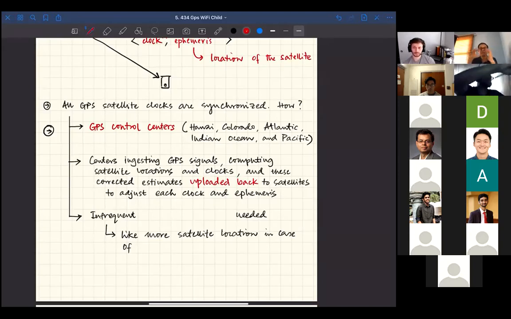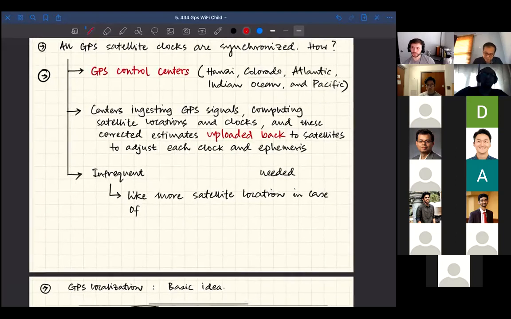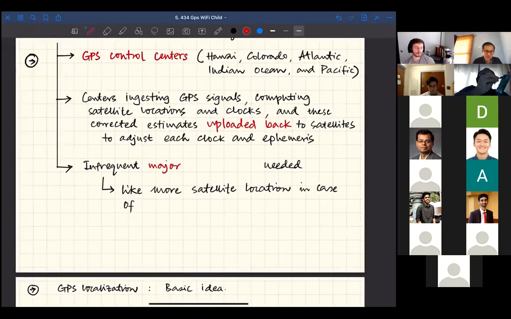So we really want to be very precise about the clock and ephemeris. And therefore, these GPS control centers are constantly doing computation, figuring out the precise clocks and locations, and telling the satellites, this is your clock, this is your location. That's what you want to broadcast. In fact, infrequently, major readjustments are needed.